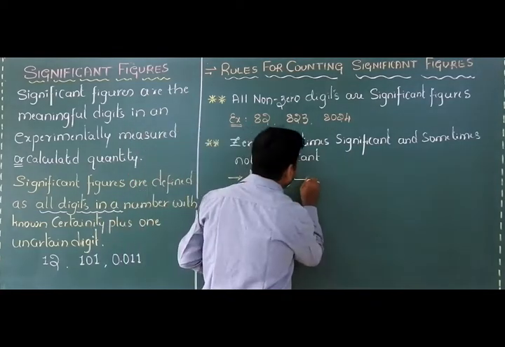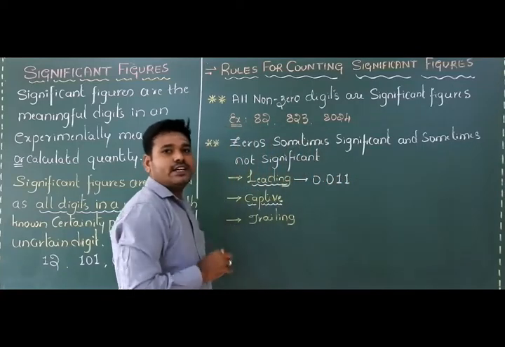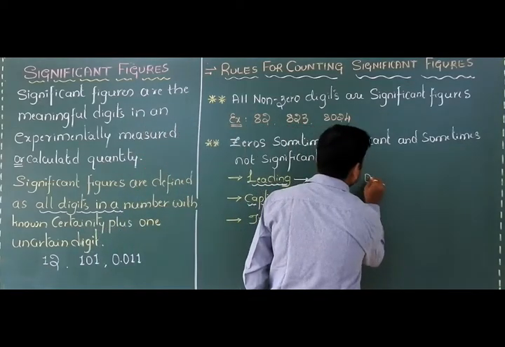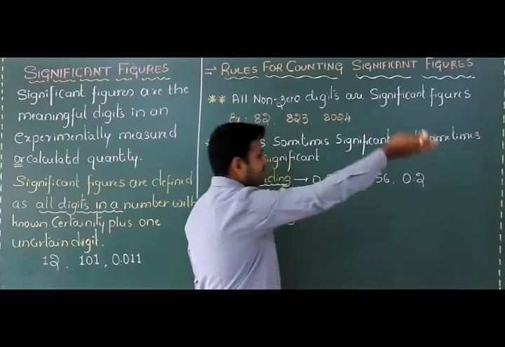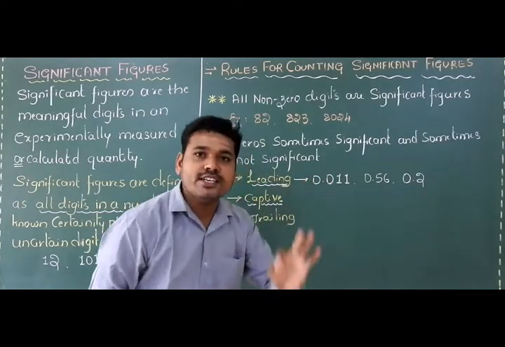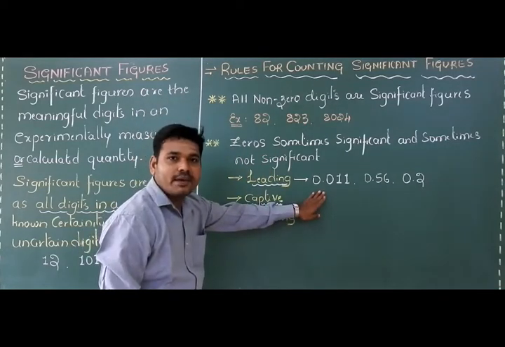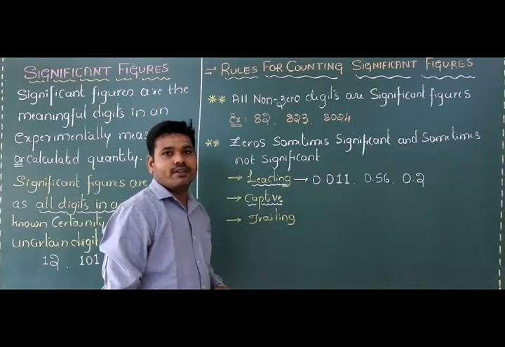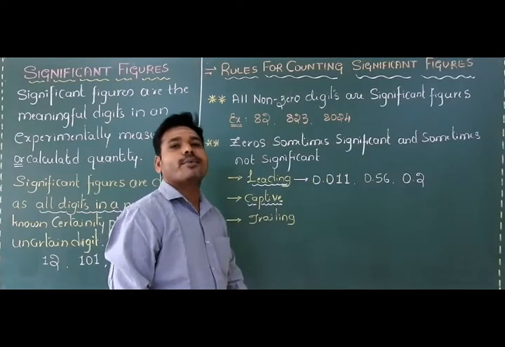And here is an example for the leading zeros, 0.011. 0.011 is an example. Let us take one more example. 0.56. One more example is 0.2. In all these three given numbers, the zeros are present before the first non-zero digit, students. Are you all understanding what I am explaining? So these are the examples for leading zeros. In all these three given numbers, the leading zeros are present.